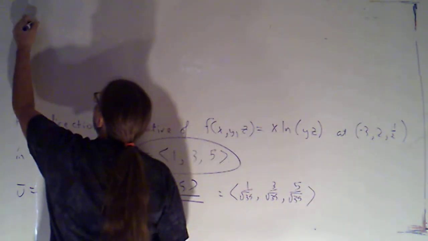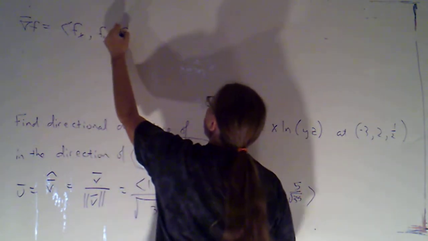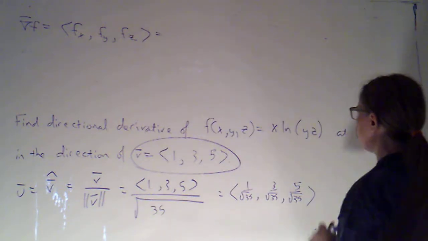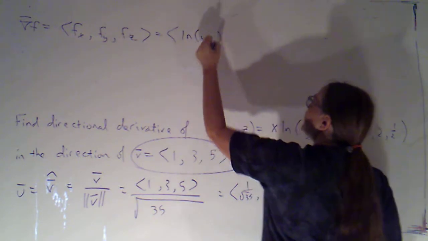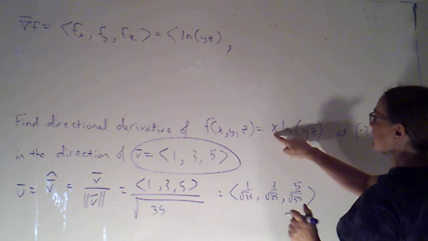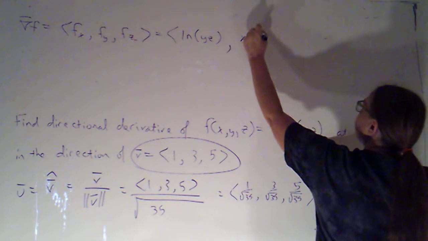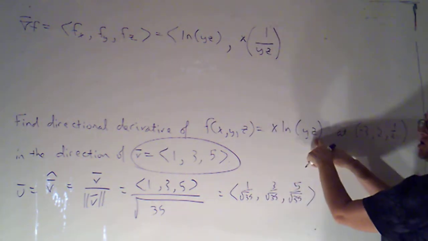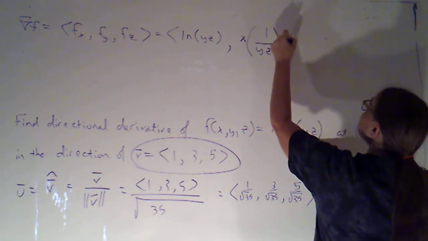So, the gradient of f is f sub x, f sub y, f sub z. I like to write that out just to remind me that's what I'm doing. Partial with respect to x is just going to be the natural log of yz. Partial with respect to y, let's see, that's going to be x is a constant times the derivative of the log function is going to be the reciprocal, so 1 over yz, times a chain rule. The partial with respect to y of yz is going to be z.